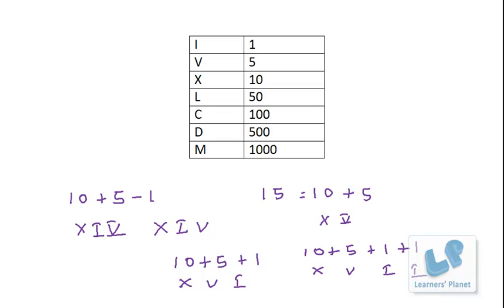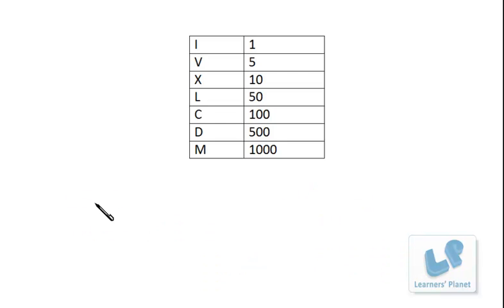Okay, now we write 18. So 18 is 10 plus 5 plus 1 plus 1 plus 1. So it's XVIII. Okay, isn't it quite simple?